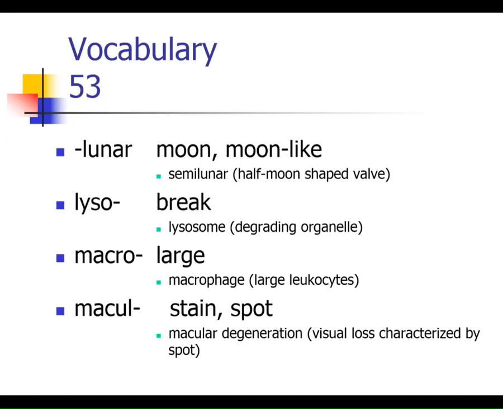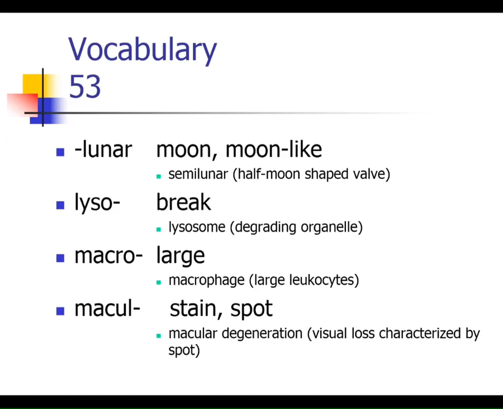Okay, vocabulary. So starting with lice, lyso. We've seen lysosomes, right? Organelles that break things down. Lice is to break. Macro, large. Macrophages are large eating cells, part of your immune system. And macle means stain or spot. There's a visual disease called macular degeneration, and maybe you've heard of this condition. And in this condition, in the visual field, there's a spot, a black stain, that gets larger with time until they can't see. So macle means stain or spot.